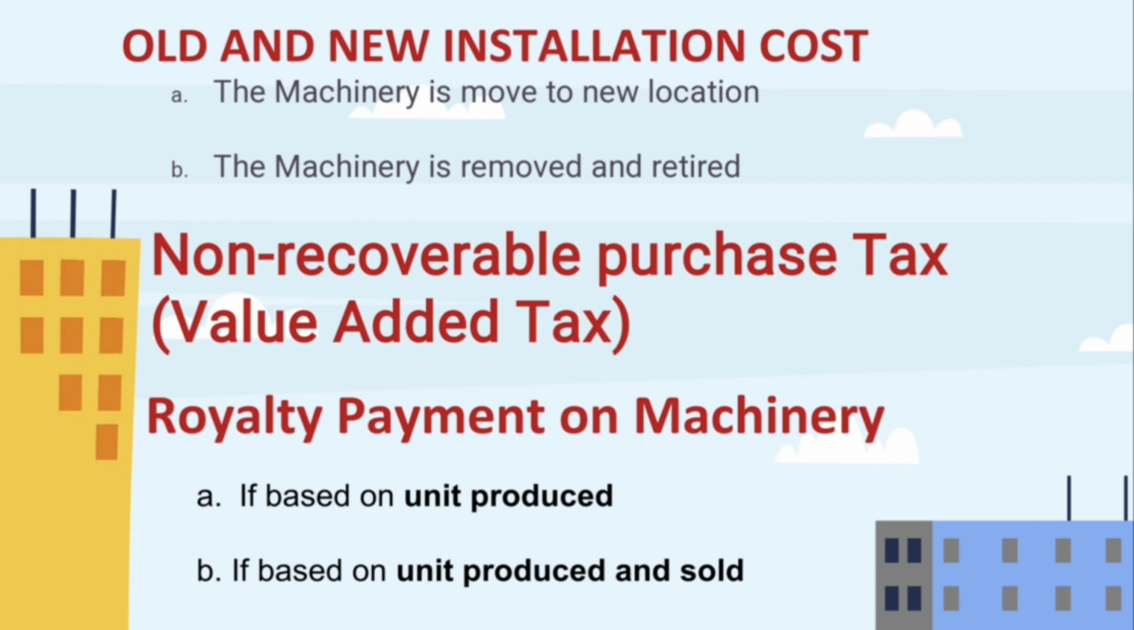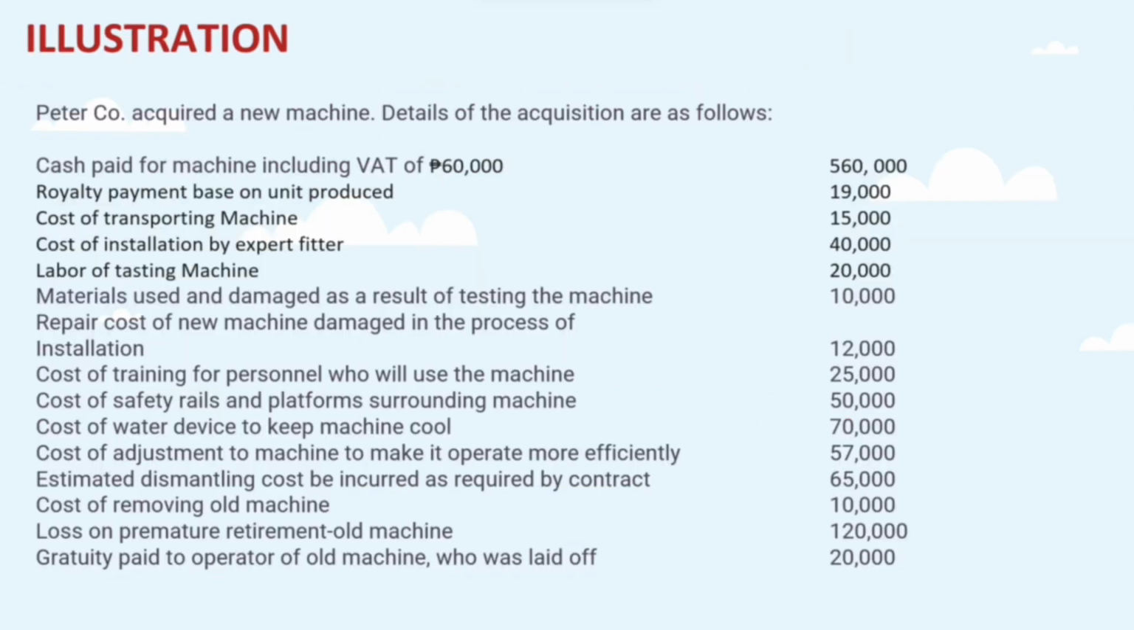For royalty payments on machines, royalty payment on machines purchased should be accounted as follows. So if it is based on units produced, the expense should be included as part of manufacturing overhead. And if it's based on units produced and sold, then the expense should be reported as selling expense. So let us proceed to the illustration. So Peter Company acquired a new machine. Details of the acquisition are as follows.